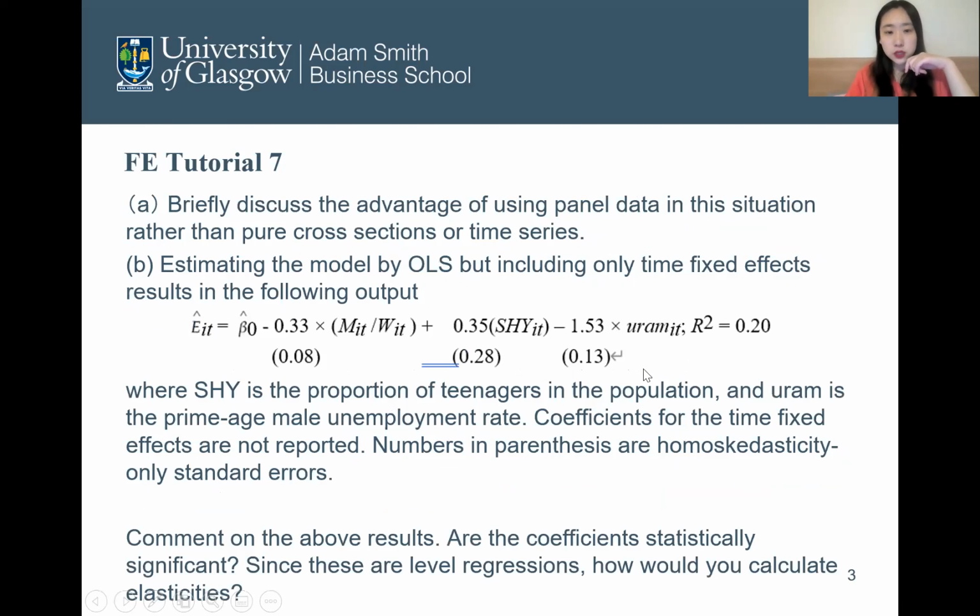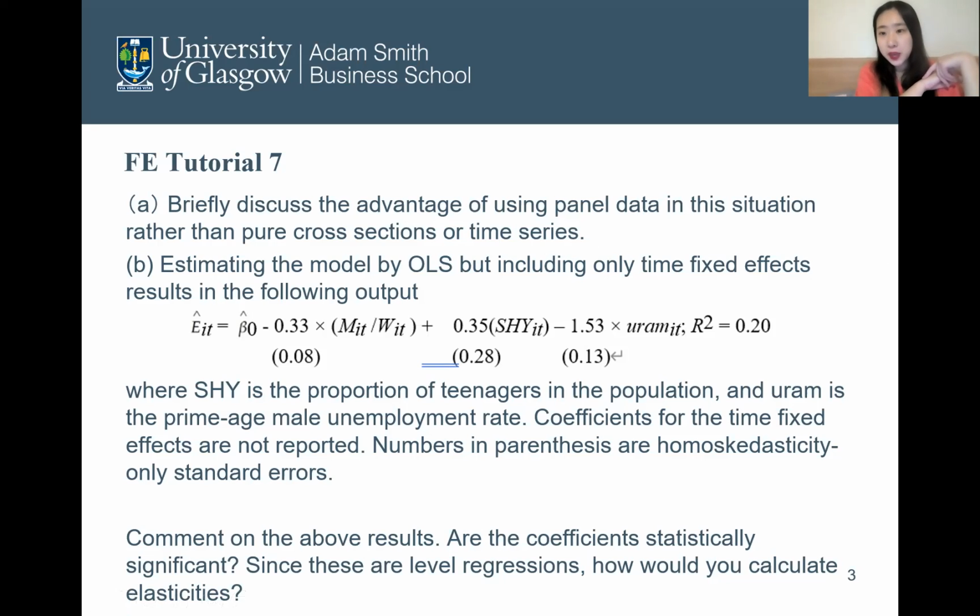And let's see what the questions are. Question A: briefly discuss the advantage of using panel data in this situation rather than pure cross sections or time series. So here you include the panel data and the time series or the cross sections.